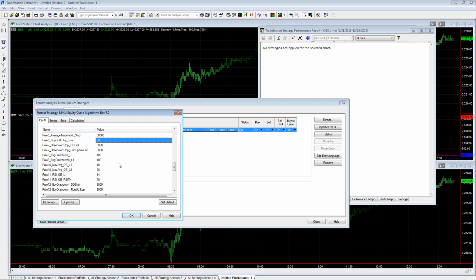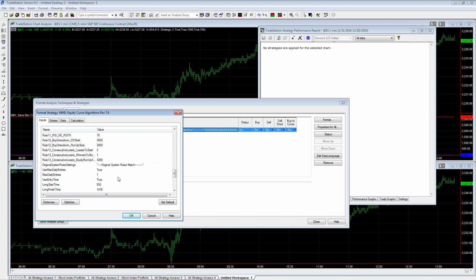And for rule 6, we are going to use $25. So just a small pullback. It doesn't really change the results that much on this, but we're going to use 25. And then for rule 9, L1 is 100, we're going to use 10. So just 10 bars back, 10 minutes back, since we're using 1 minute bars. And so that's the average drawdown rule.